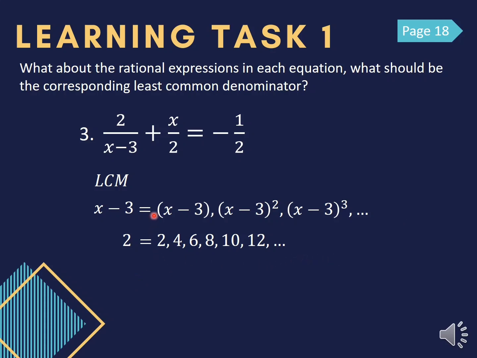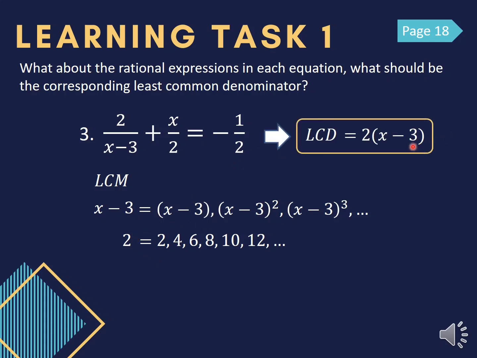Now, again, we cannot have their common multiples since ang isa ay number at ang isa ay written in an algebraic expression or in a variable. So here, we just need to multiply the 2 to find the LCD. So the LCD is equal to 2 times x minus 3. So that is our LCD.